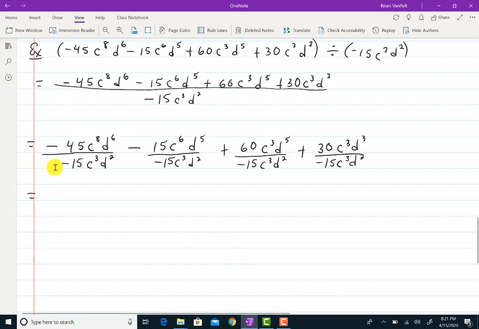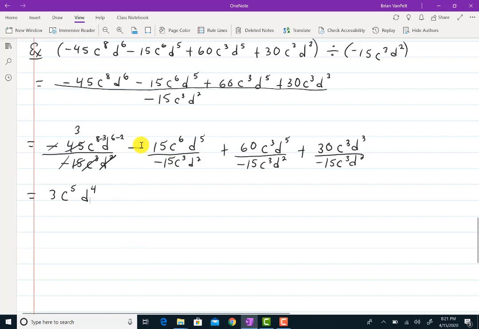In the first fraction, these two negatives cancel away, so I can get rid of those. 15 goes into 45 3 times. C cubed goes into c to the 8th, so I'll subtract a 3 from that exponent, leaving a c to the 5th. Then the same thing is true of d. If I subtract 6 minus 2 is 4, so I get d to the 4th.